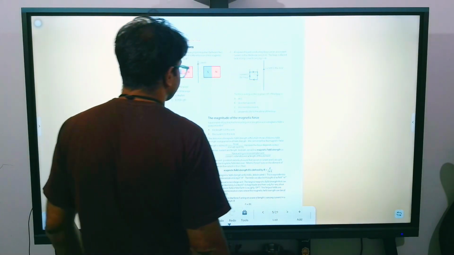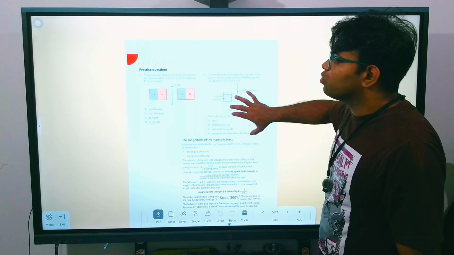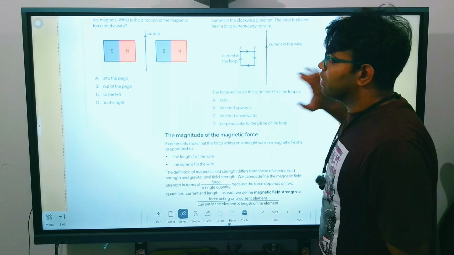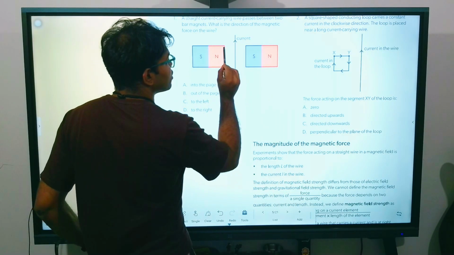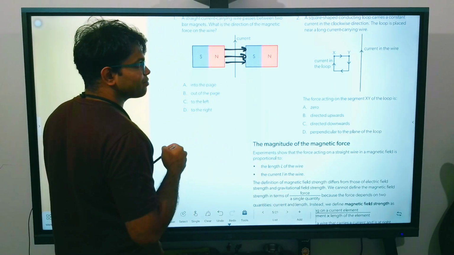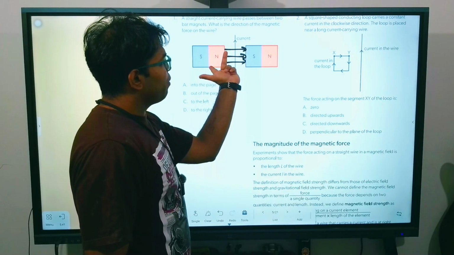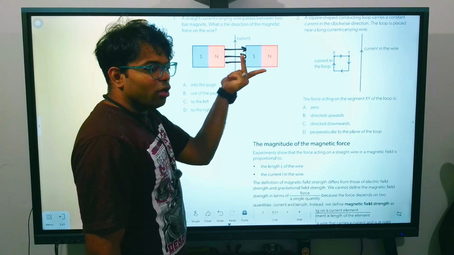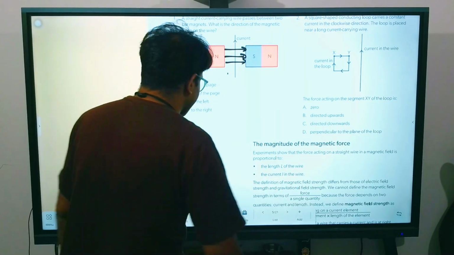Clear? Let's move on. A straight current carrying wire passes through two bar magnets. What is the direction of the magnetic force in the wire? Now, first things first, we have to draw the direction of the field. So, current in this direction, magnetic field in this direction. Therefore, the conductor will be going inside the plane of the paper. Clear?